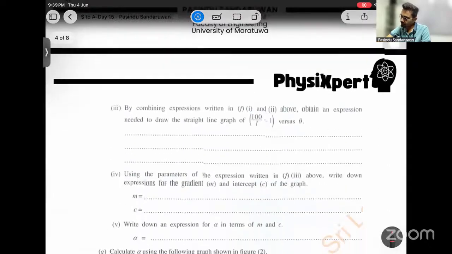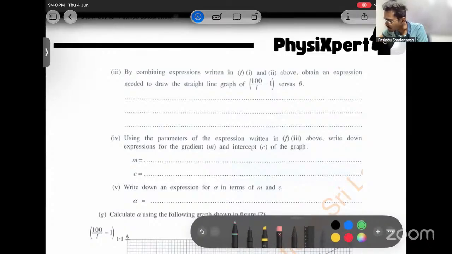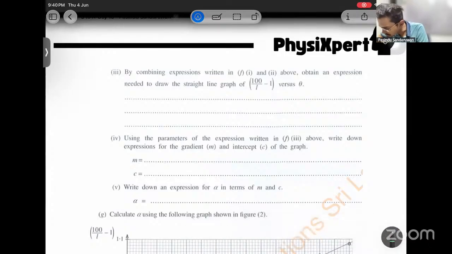Next, by combining the expressions written in 1 and 2 above, obtain an expression needed to draw the straight line graph of 100 over L minus 1 versus theta. 100 over L minus 1 is going to be the y-axis versus theta. That is a hint given. This is going to be our y-axis, and this is going to be my x.